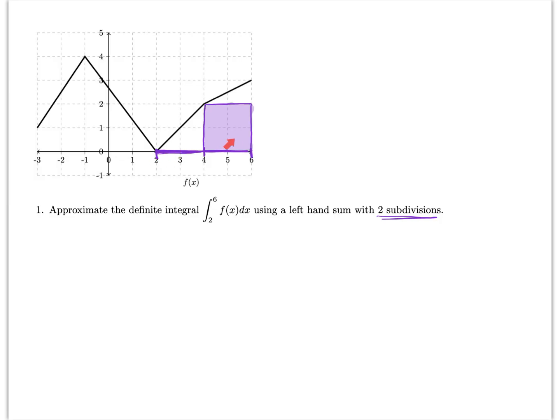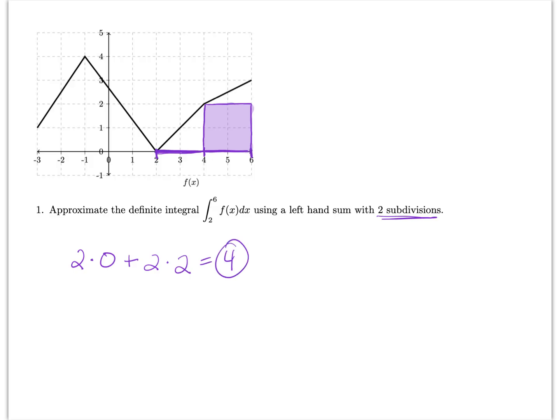So I'm going to add these two rectangles together. The first rectangle had a base of 2 and a height of 0. And the second rectangle has a base of 2 and a height of 2. So this is 4.